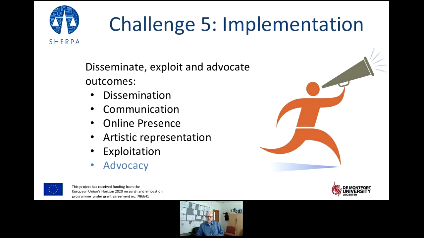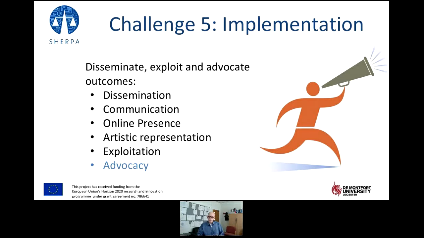So the final challenge is, assuming we come up with these brilliant ideas, what do we do about them? How do we disseminate them? How do we make sure that they get taken up in society? We do all the usual things that European projects do. We have a dissemination and communication plan. We have an online presence.